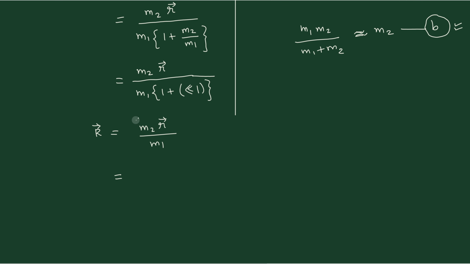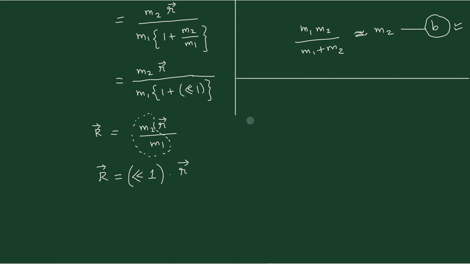This m2 by m1 that is there here, whatever was there in this scenario, is going to be a very small number. So let me write down that it's going to be much smaller than 1. Then that is getting multiplied by script r vector. So this is the place where you have to be very careful in understanding the meaning of this equation. That's what you'll have to realize. Once you understand this, the rest of the thing is very easy.